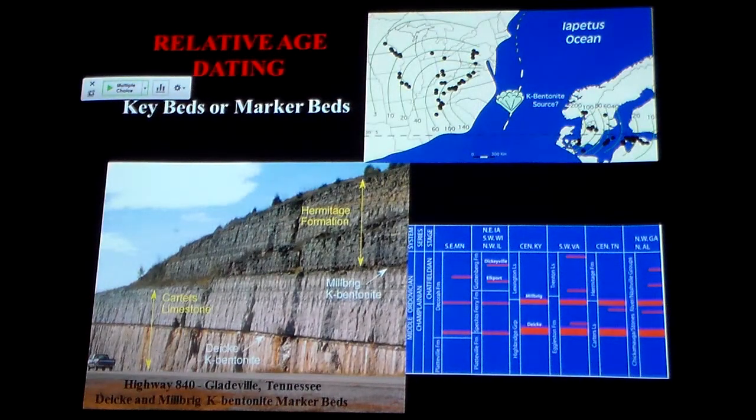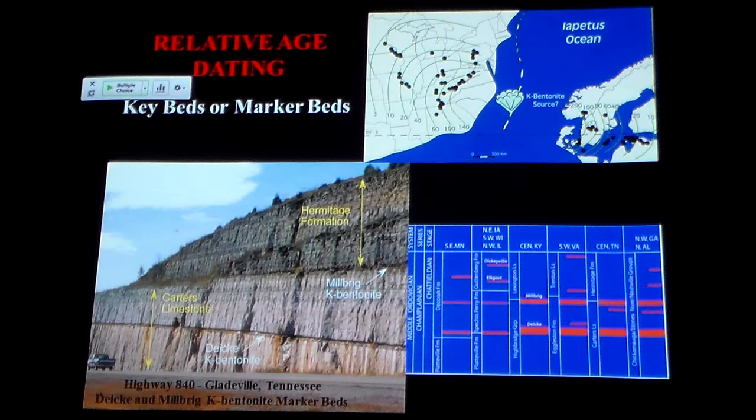Let me show you another example that's even more striking. This is a road cut down in Layville, Tennessee. And when you look here, you can see there's a kind of a layer right through here. This is known as the Milberg bentonite. And bentonite is a clay. And that is what volcanic ash breaks down and weathers into, that type of clay, a bentonite. And here's another bentonite here. This is known as the Dikey bentonite. So those are key marker beds.